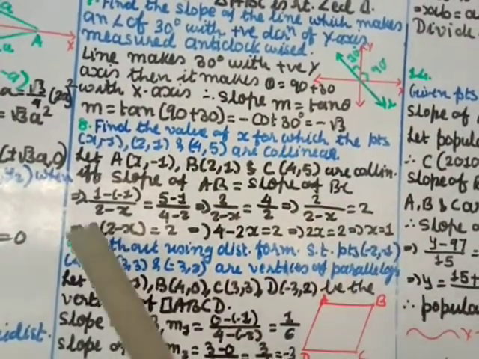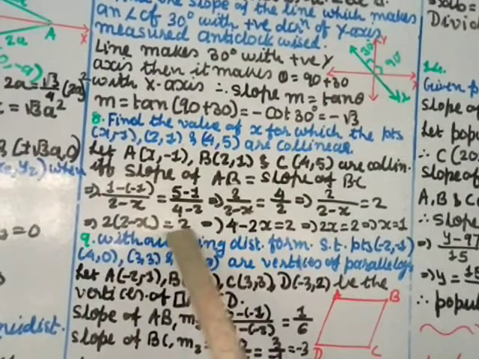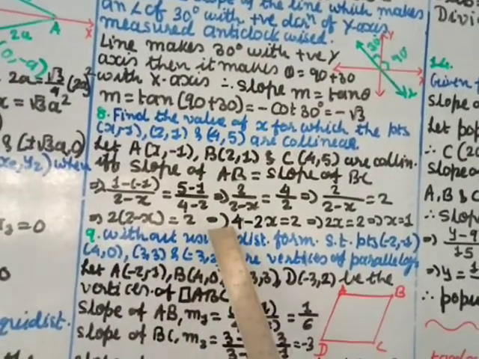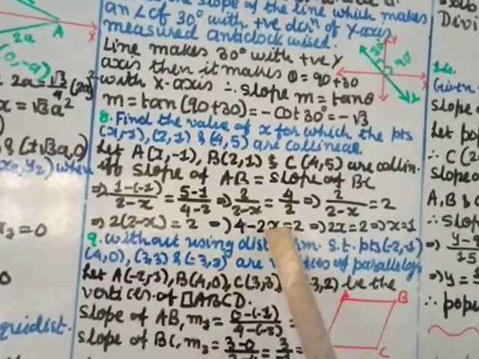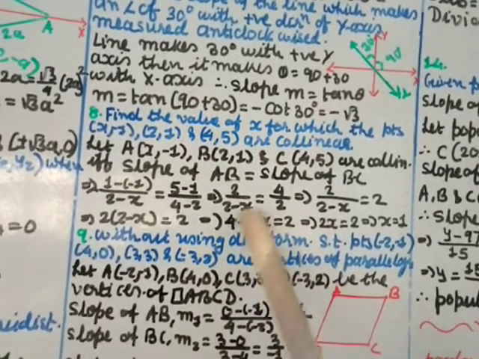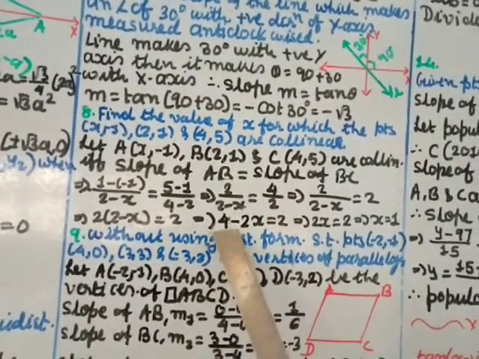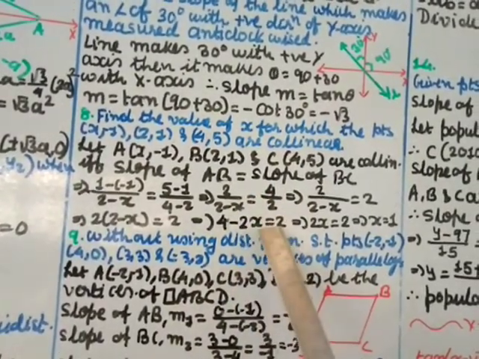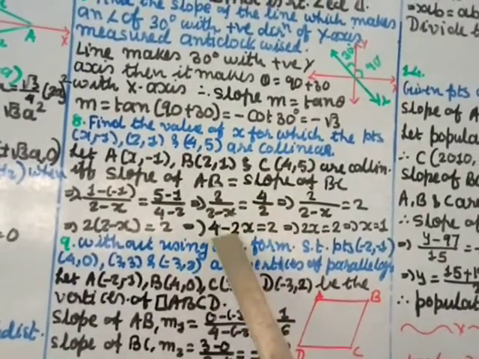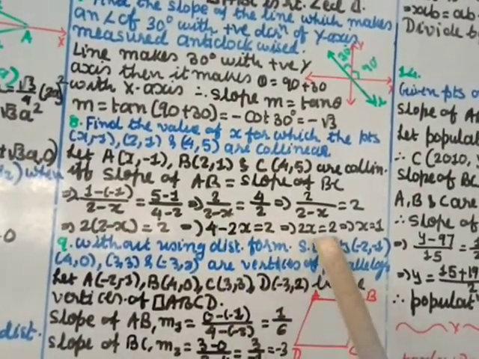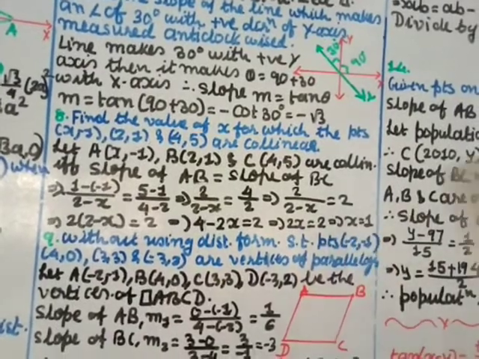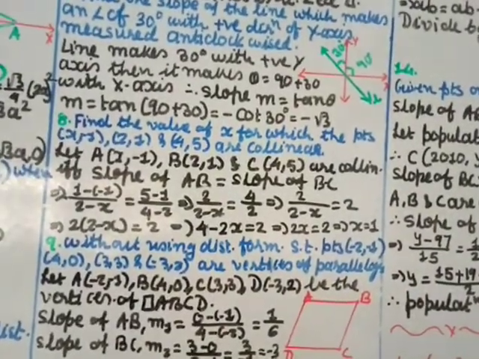So here you multiply: 2 into (2 minus x) equal to 2. Multiplying inside, 2 into 2 is 4, minus 2 into x is 2x, equal to 2. This 2x transfer over here and this plus 2 transfer over here. So this negative 2x becomes positive 2x and this becomes minus. So 4 minus 2 gives you 2. Cut by 2, so you get the x value as 1. So the value of x is 1.